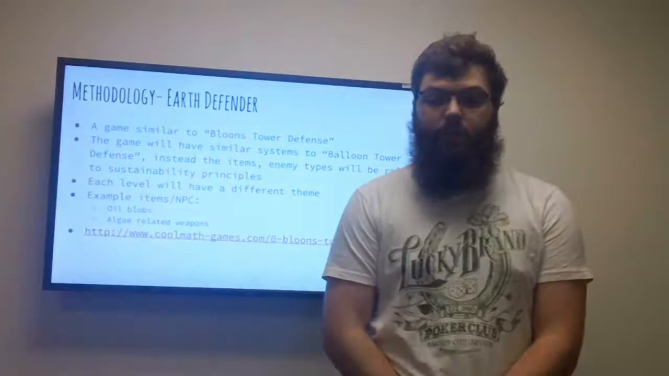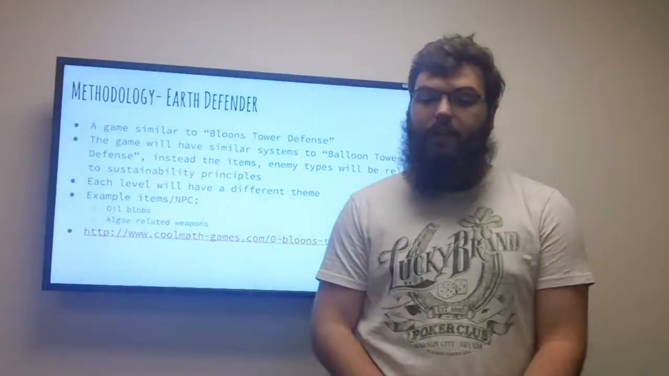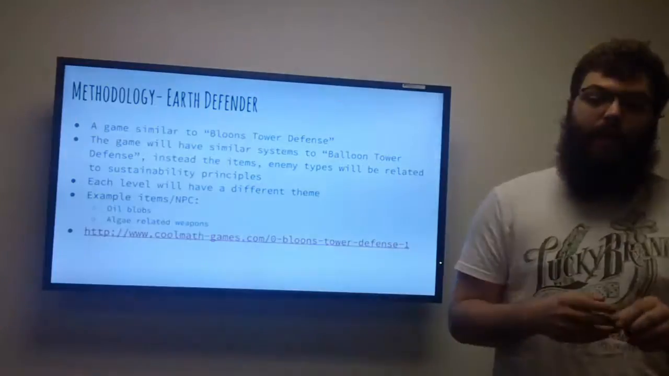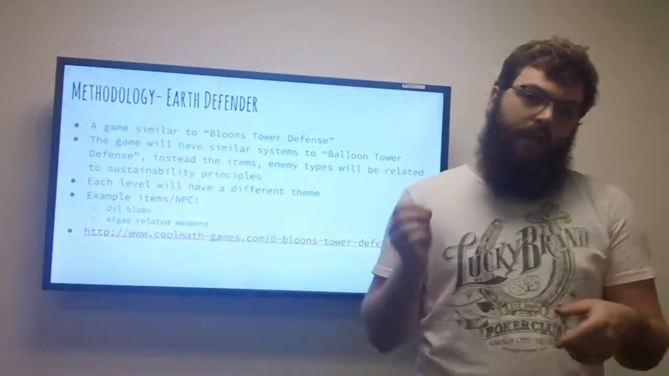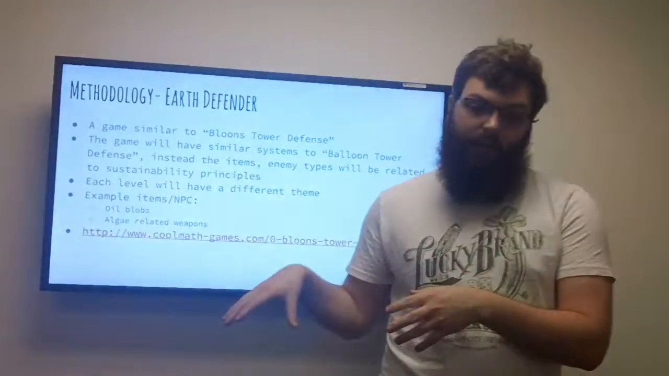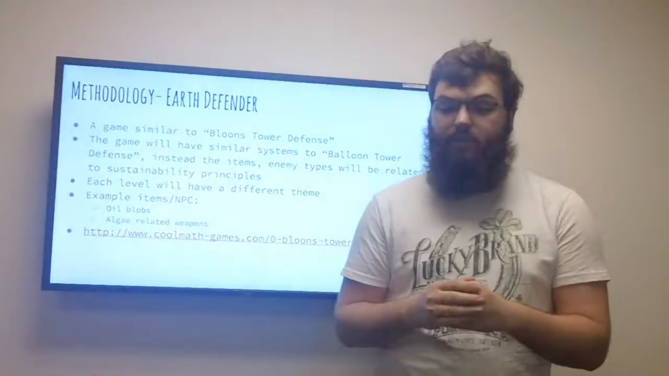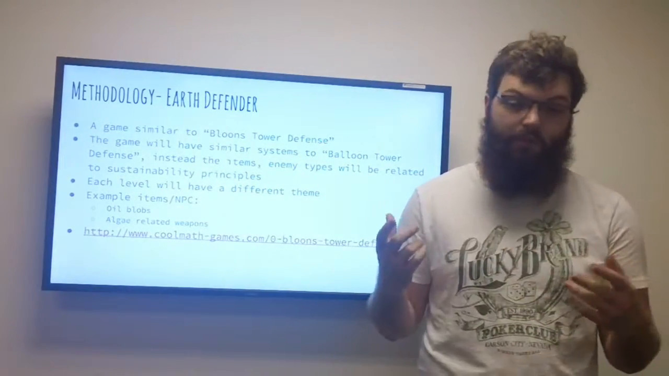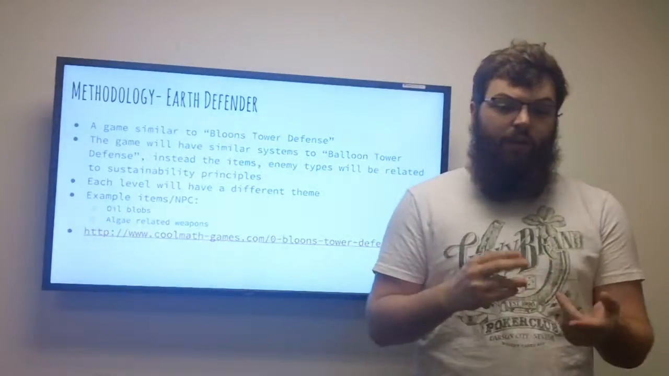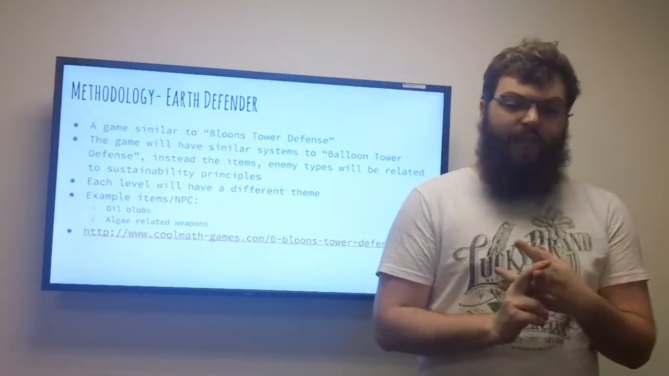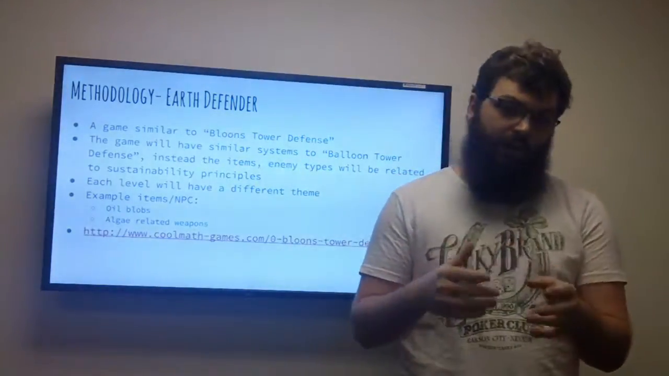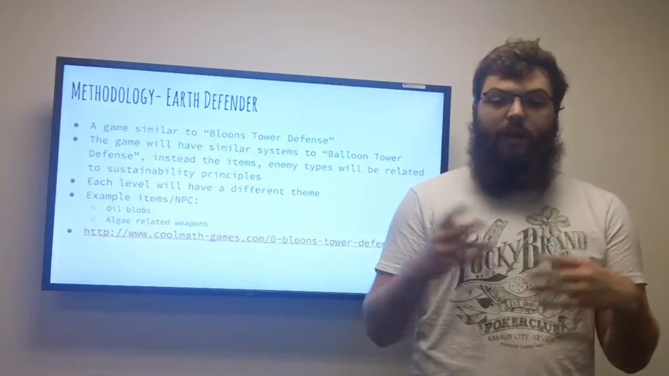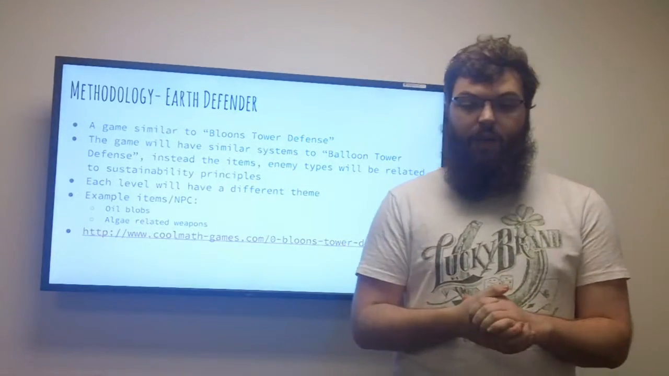For Earth Defender, the game will be similar to Bloons Tower Defense. The game will have similar systems where AI will move down an already selected path, and then you will use items or towers to help defend the end goal from the enemy AI. Except instead of generic enemies like in Bloons Tower Defense, where it's just balloons, we'll be using stuff like oil blobs or bad plastic that gets thrown into the ocean. For a specific example, in our water world, each level will have a different theme to help better expand upon the sustainability items.